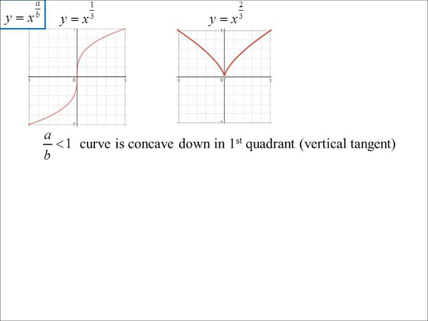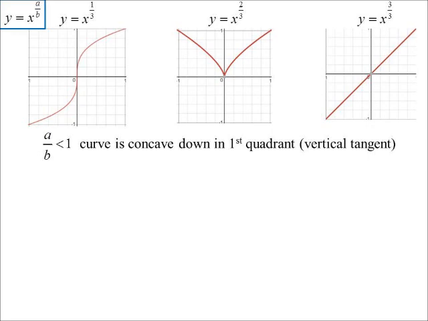Now over here on 2/3, that's what's called a cusp when it comes to a sharp point, but that's still an undefined sort of tangent there because of the nature of the curve. So you're either going to get a cusp, or a vertical tangent. Okay? And x to the power of 3/3, of course, is x to the power of 1, so we get a straight line.